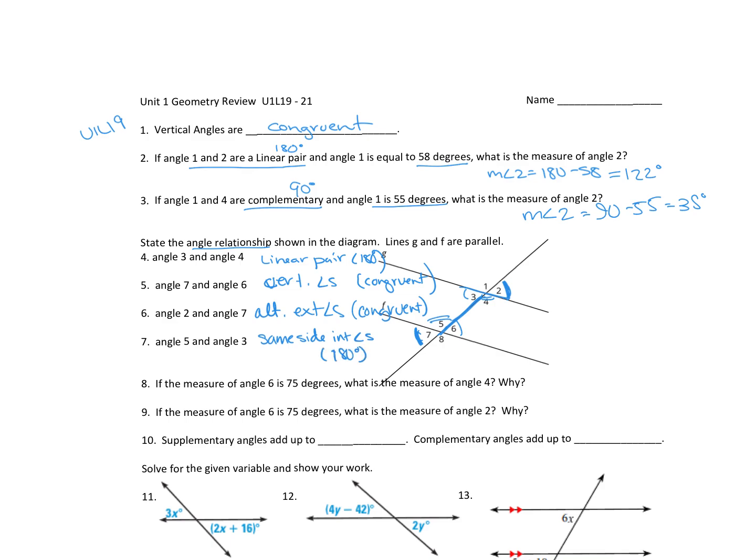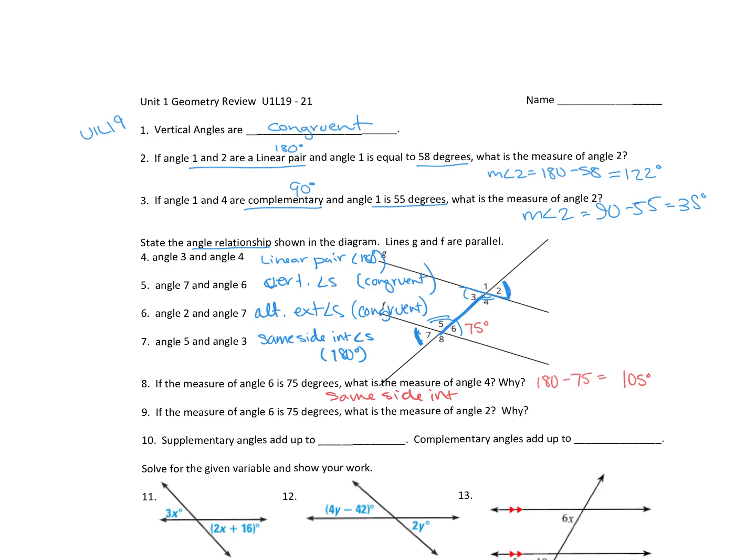So if the measure of angle 6 is 75, so let's look at this. Let me get a different color. If angle 6 is 75, then the measure of angle 4 would be 180 minus 75, because they are same side interior. Same side interior add up to 180 degrees. And so I know that it would be 105 degrees.